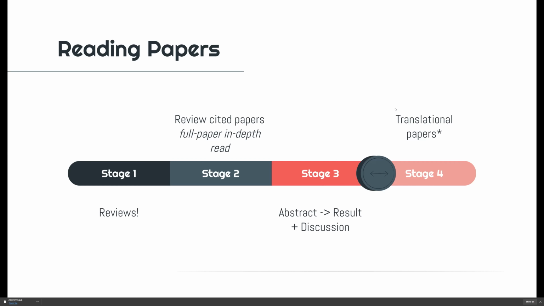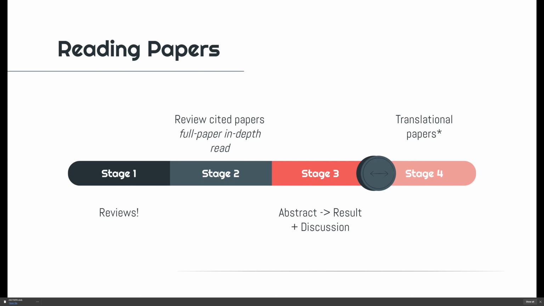Stage 2 is to review the papers cited in the reviews and do full paper in-depth read-throughs. And this part about it being cited in the review, that's up to you. That's the way that I like to start, just going through those citations instead of doing my own search. But if you do your own search, the main important idea here is that you need to do a full paper in-depth read. That's just going through the entire paper from introduction all the way to discussion to get all the information you can and extract everything from that paper.